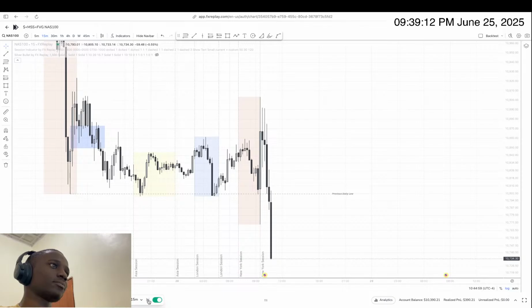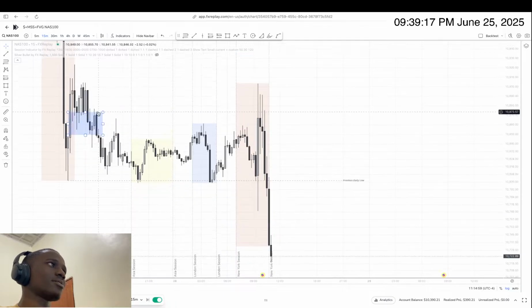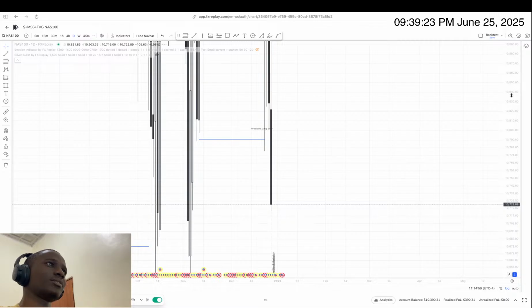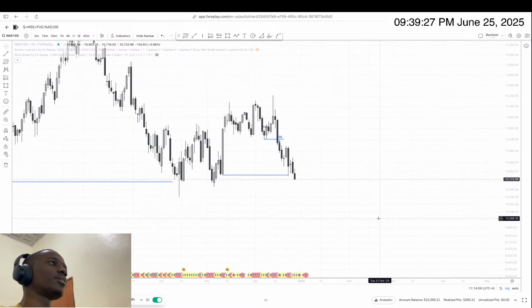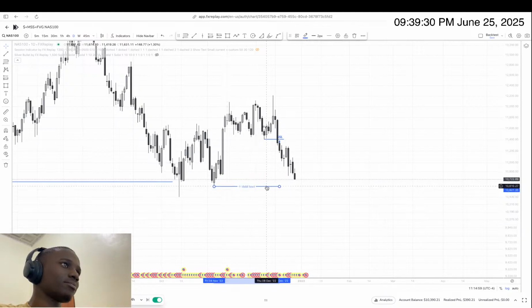and it also takes out these highs right here, and then it starts to drop. Let's see what our next draw on liquidity will be then, because we're dropping consistently. So we have now this low waiting for us. This will be the next draw on liquidity.